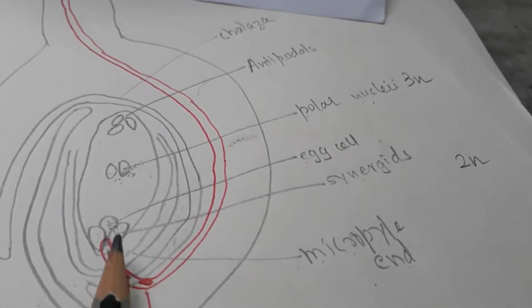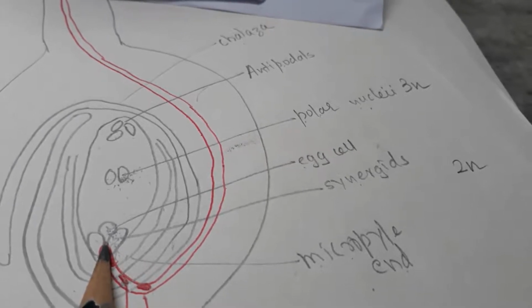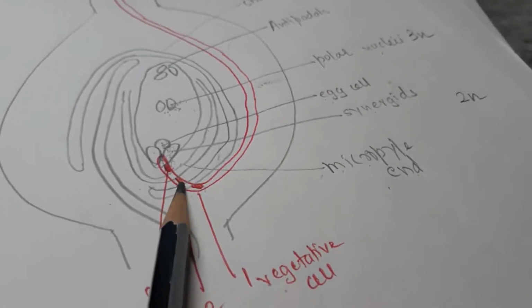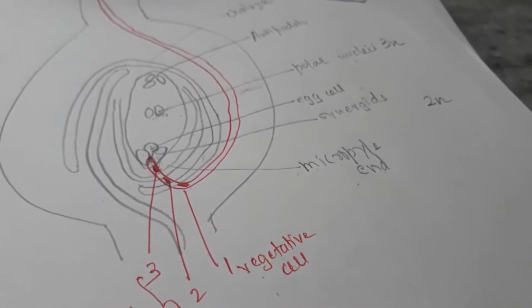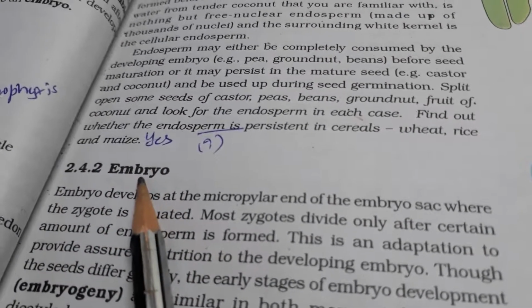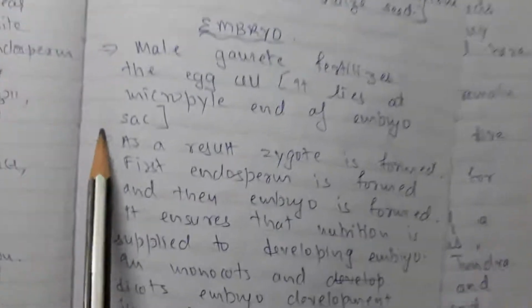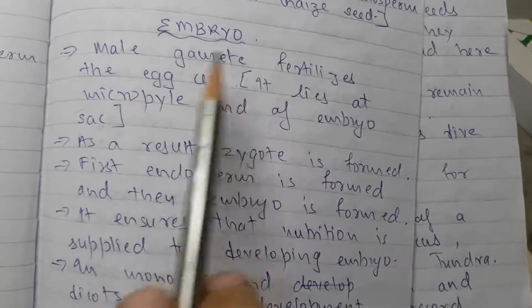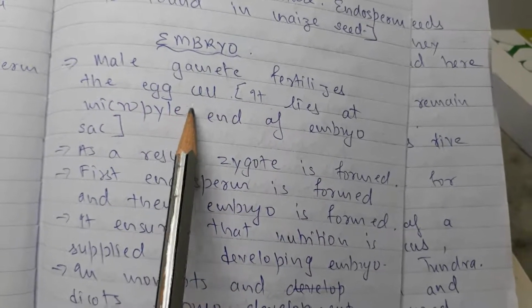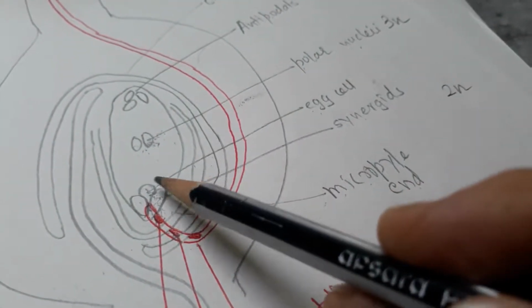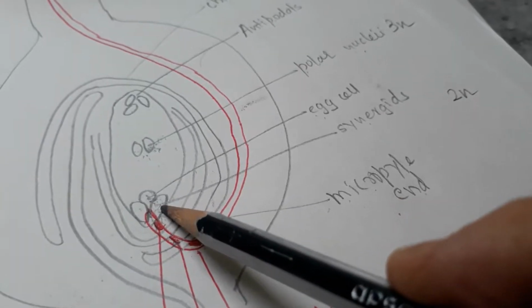Now we will see how the embryo is being made. So embryo is the egg cell fusing with the one male gamete. Ready for another subtopic, that is formation of embryo. Here it is in your book, this topic. We are beginning with this. Okay, listen carefully. Male gamete fertilizes the egg cell. Where is the egg cell lying? Can you see this? Micropyle, and here is the egg cell. These two are the synergids.